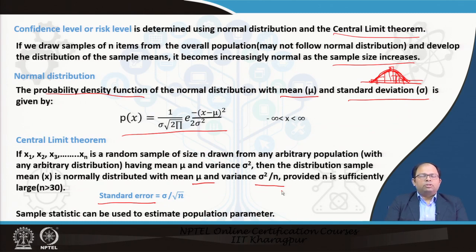Using this relationship, we can also determine what should be the sample size in case we know the population parameters. That means if I know mu and sigma square, then we can also determine the sample size that would be required to estimate our sample.